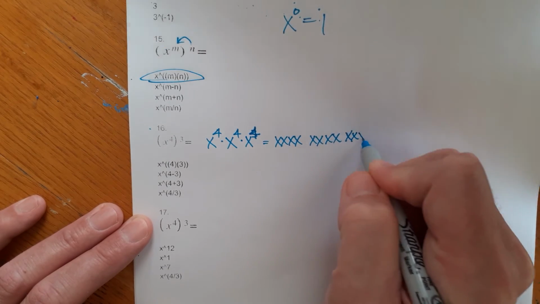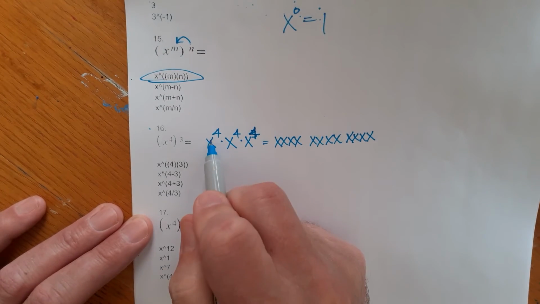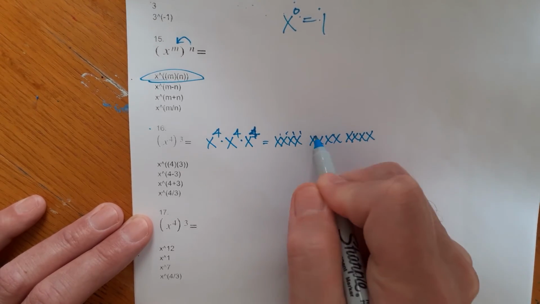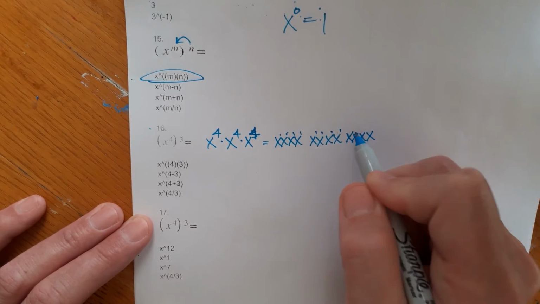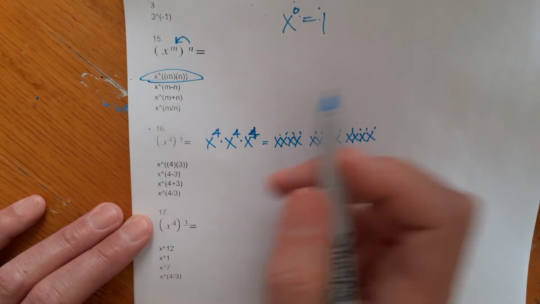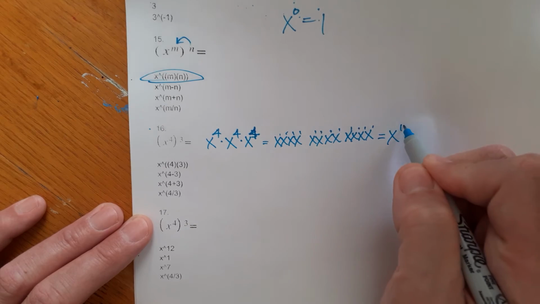1, 2, 3, 4. There we go. There's 3. There's 1 here. 4, 4, and 4. How many you got? 4, 8, 12. Right? So this really equals x to the 12th power.